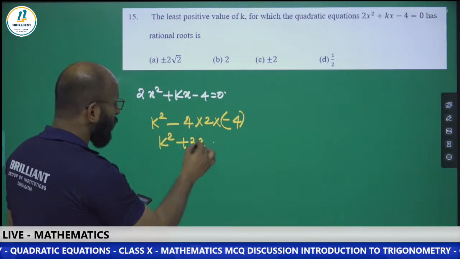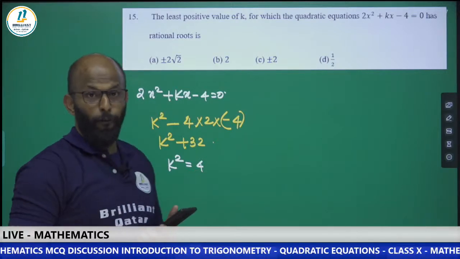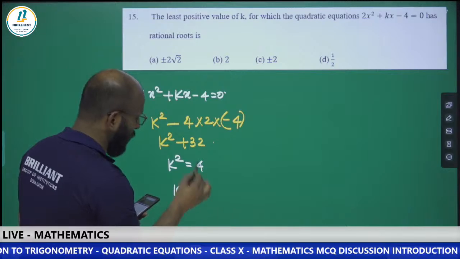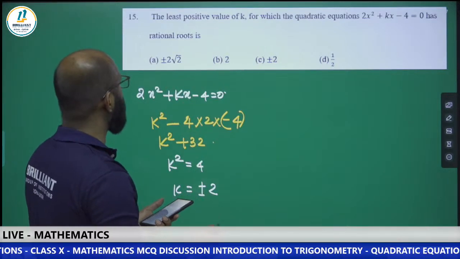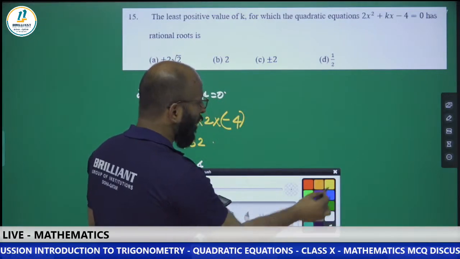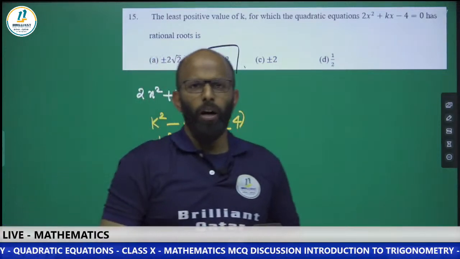To get 36, k square must be 4. So k is plus or minus 2. But in the options they are asking for the least positive value, so our answer is option B, because the positive value of k is positive 2. I hope all of you understood.